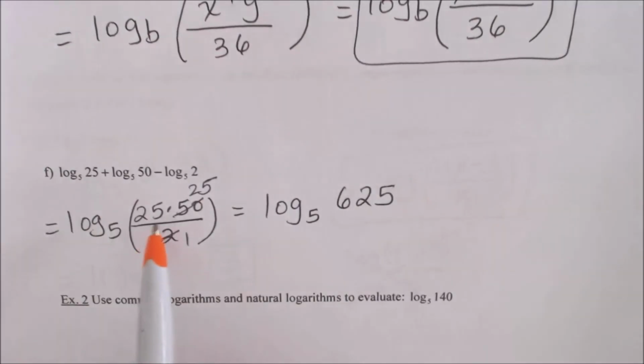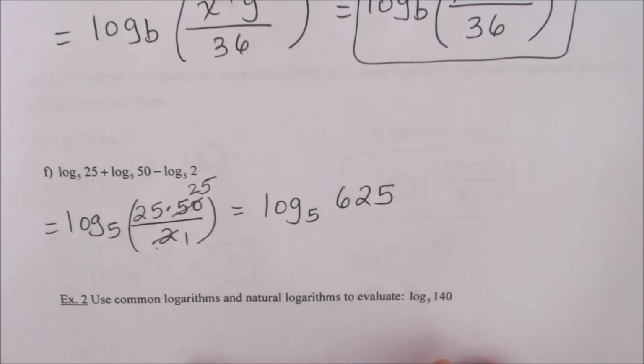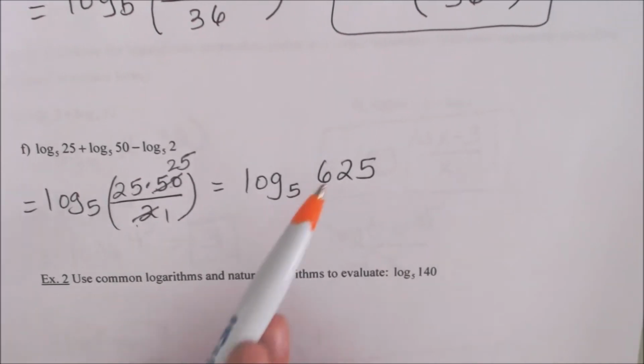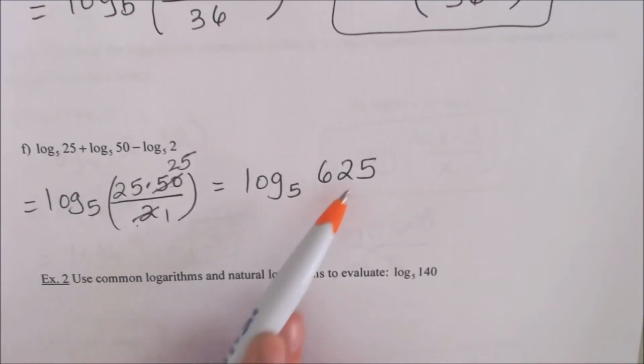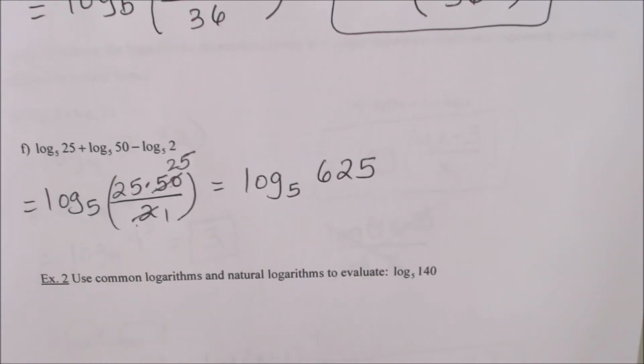You can use a calculator though. You don't have to worry about that. 25 times 50 and then divided by 2, you'll get 625. Same thing. Now 625 happens to be a power of 5. So because it's a power of 5, we do need to go ahead and simplify it. Get your calculator if you're not sure.